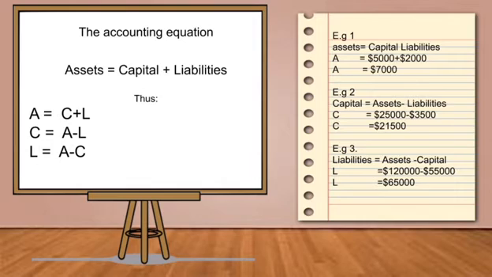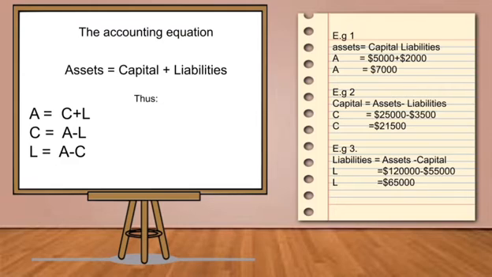Now, students, let's examine the accounting equation. The accounting equation states that assets is equal to capital plus liabilities. Therefore, if you want to calculate assets, you will add capital and liabilities. Now, if you want to find capital, you take away liabilities from assets. And if you want to calculate liabilities, you take away capital from assets.